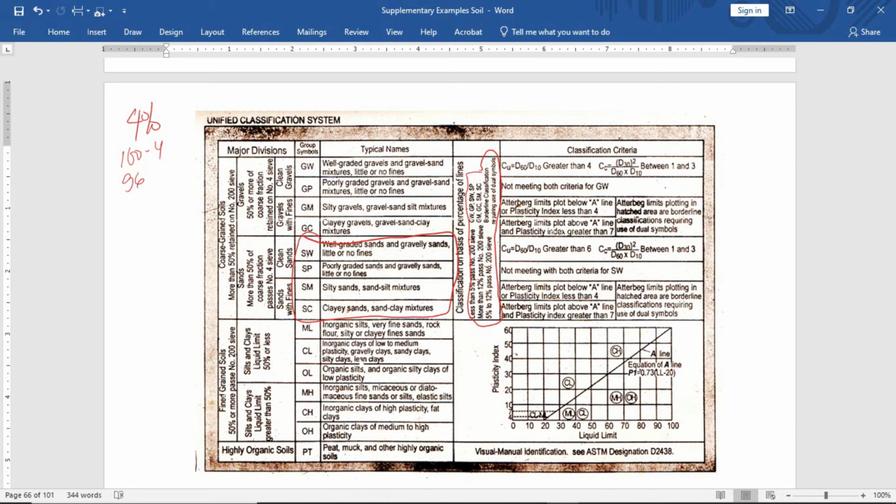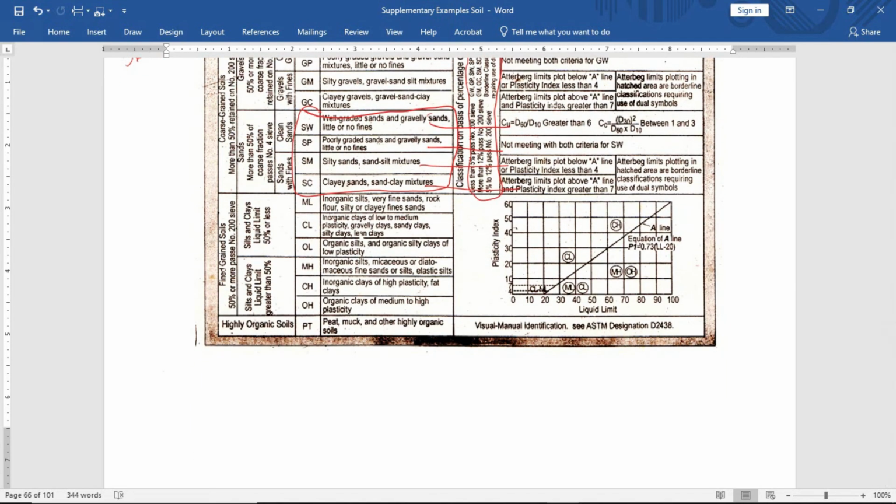First condition, let's try this: Cu equals D60 over D10, greater than 6. If it is greater than 6, it is SW. So let's first try whether this is SW. Our Cu, or coefficient of uniformity, is D60 over D10. If greater than 6, and our Cc is between 1 to 3.